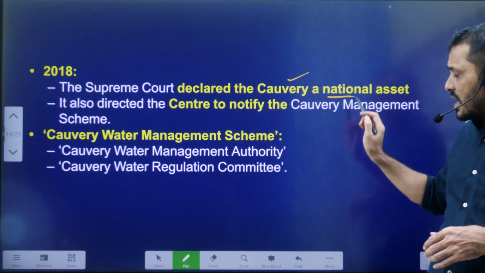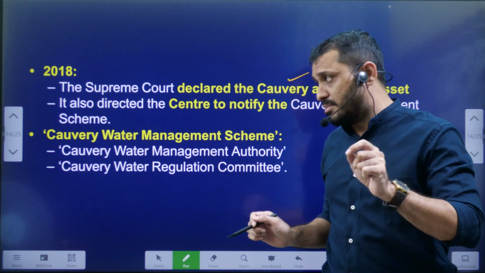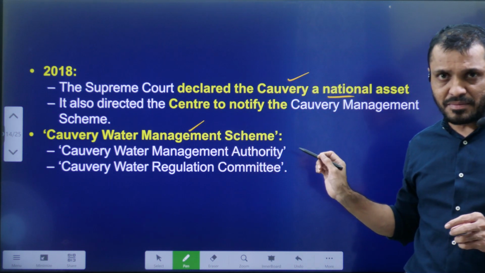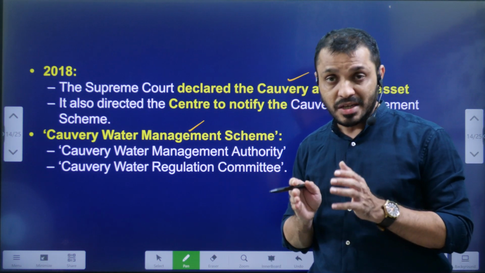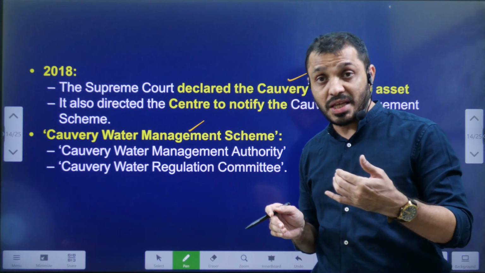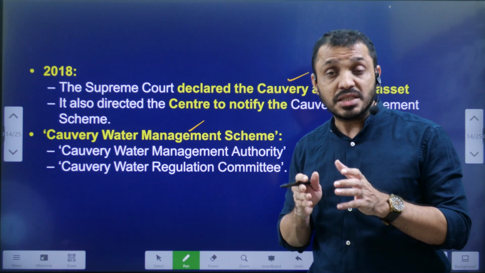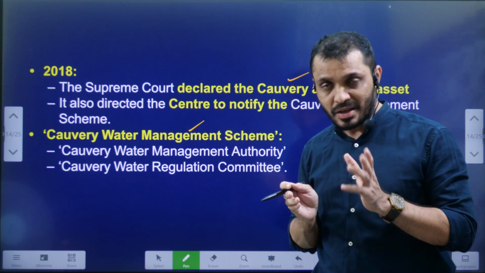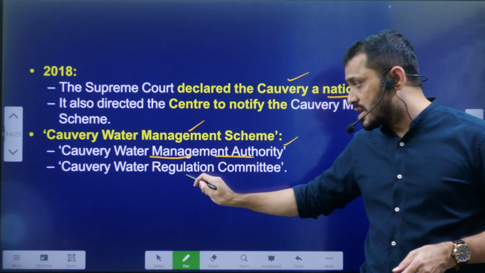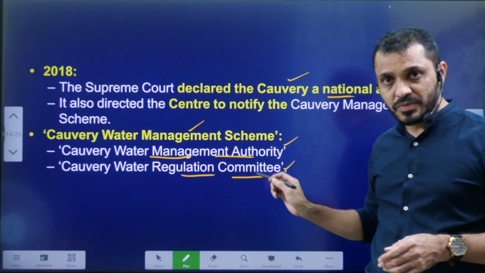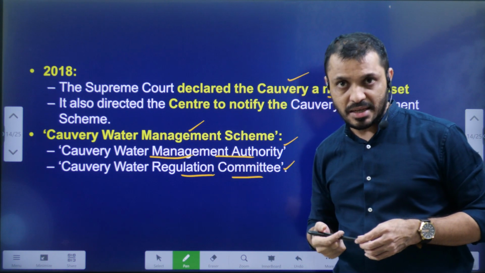The Supreme Court declared Cauvery a national river, and also directed that there must be a Cauvery Water Management Scheme, because the Cauvery water sharing was not being properly implemented in ground reality. So you must come up with a proper scheme. The scheme must contain one authority, supported by one committee. Let us see the names: the Cauvery Water Management Authority and the Cauvery Water Regulation Committee. These are the 2 things under the Cauvery Water Management Scheme.